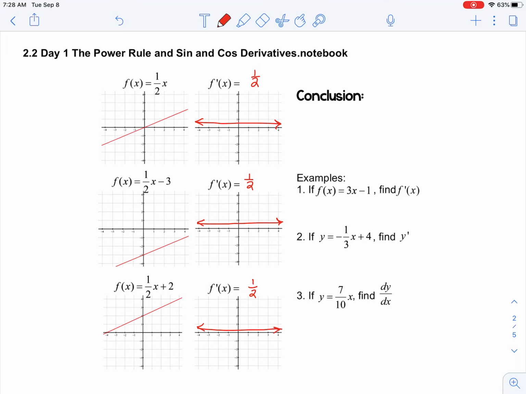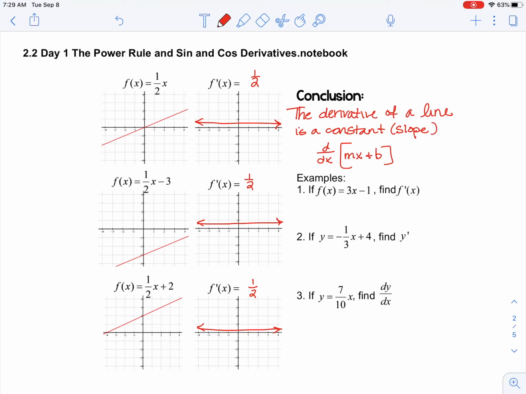The derivative of a line is a constant because it is the slope. So the derivative of a line is a constant. The slope of the line is the derivative because slope means derivative. So we can write that as the derivative with respect to x of a function in the form mx plus b will always be m.